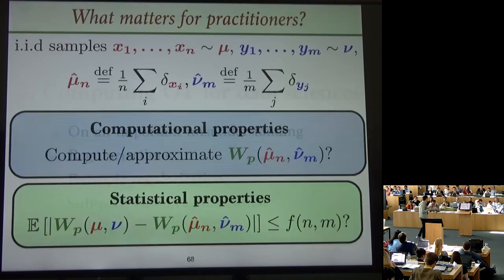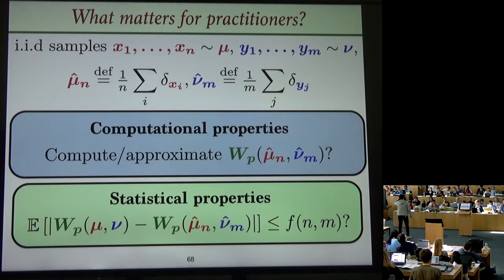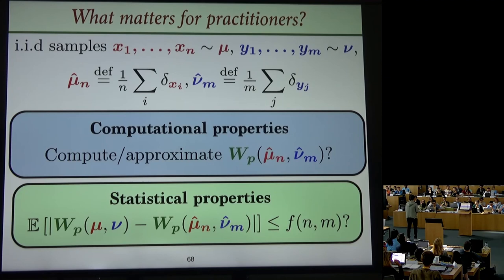When you try to convince people of the interest of some function, the new kid in town, the new function, and you want to use it in a machine learning context, there are usually two things that people care about. And I would like to discuss those two, which are computational efficiency and statistical efficiency. These two things are important.